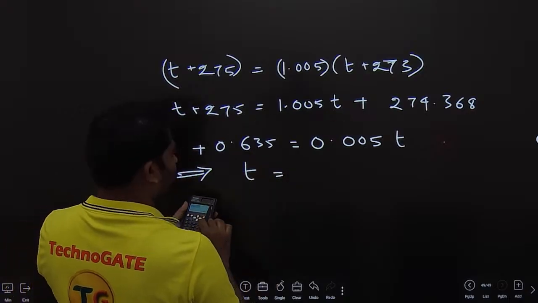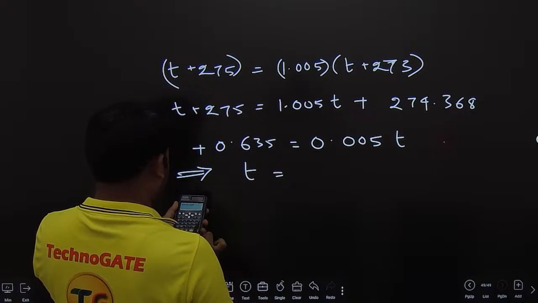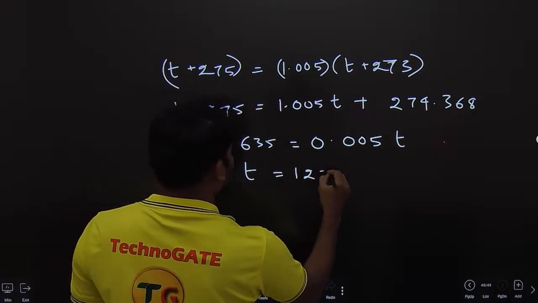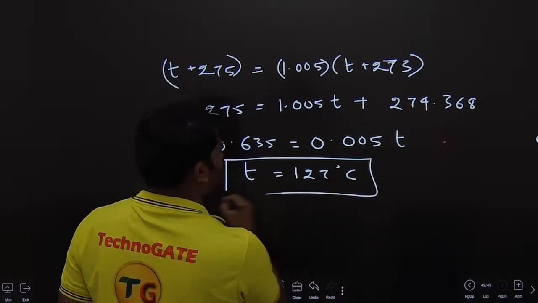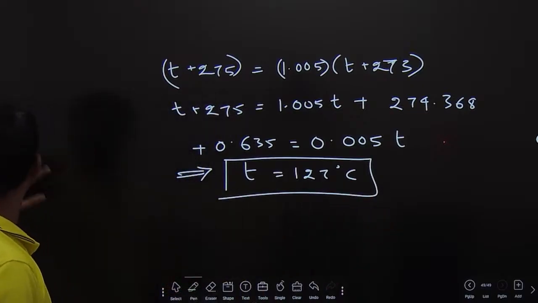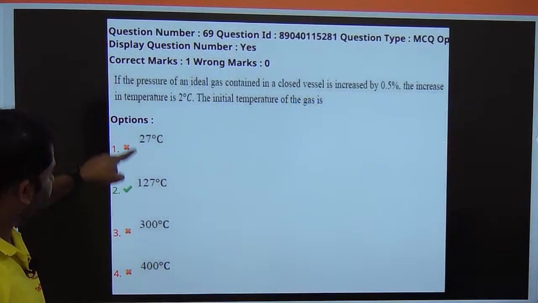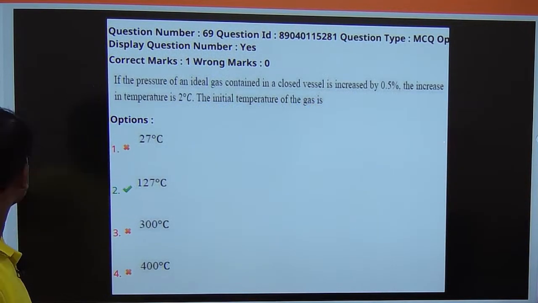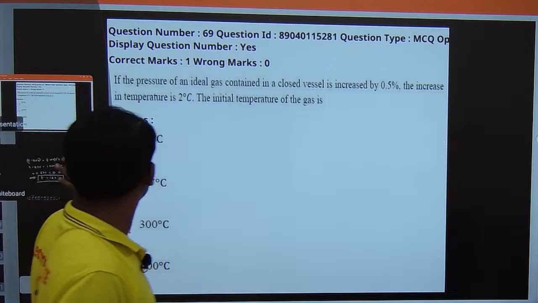T is coming out to be divided by 0.005, which is 127 degrees centigrade. So doing the calculation, we are getting 127, which is matching with the option here. Clear? Please copy this solution if you want it.